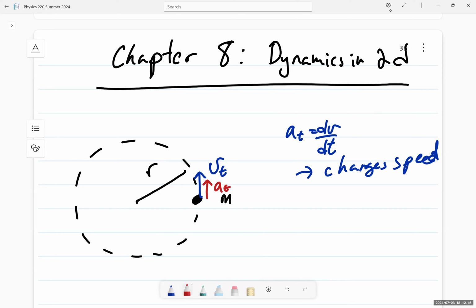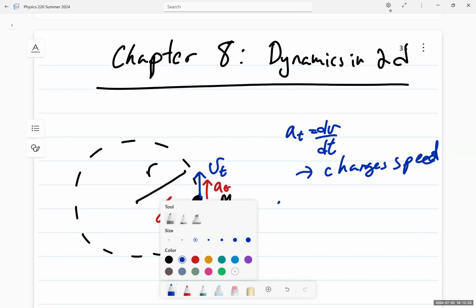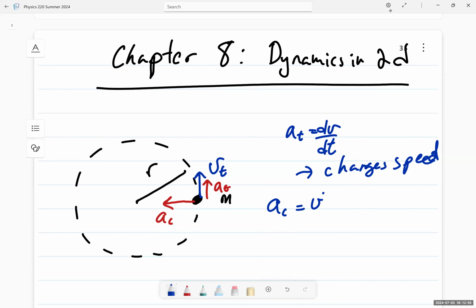Then we have centripetal acceleration, which always points toward the center. This acceleration had an equation of speed squared divided by the radius r, something we have already seen before. So this was the centripetal acceleration. Remember, this equation assumes that speed is either constant or it's at a very specific instant of time.